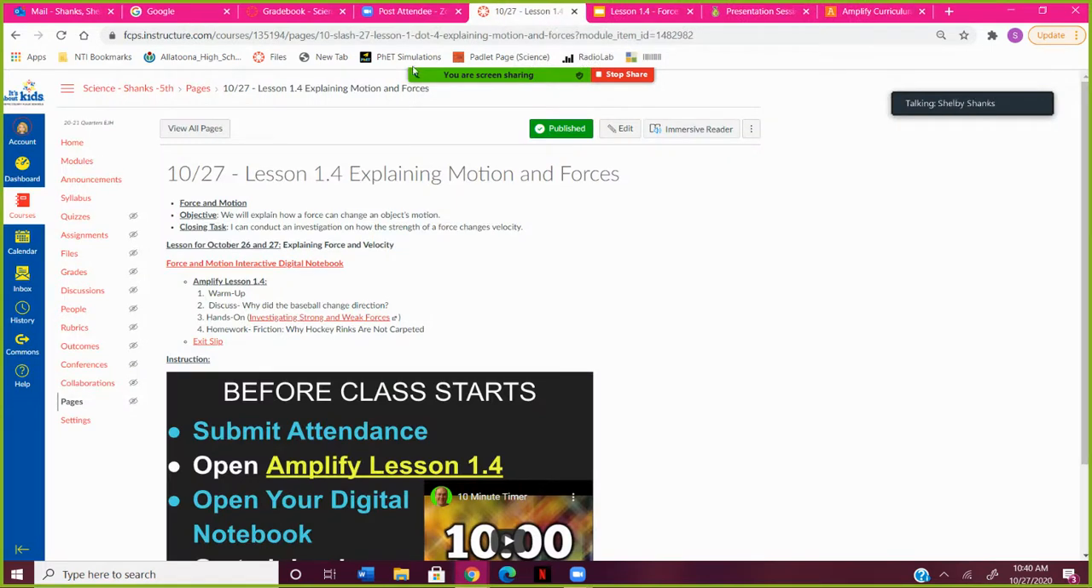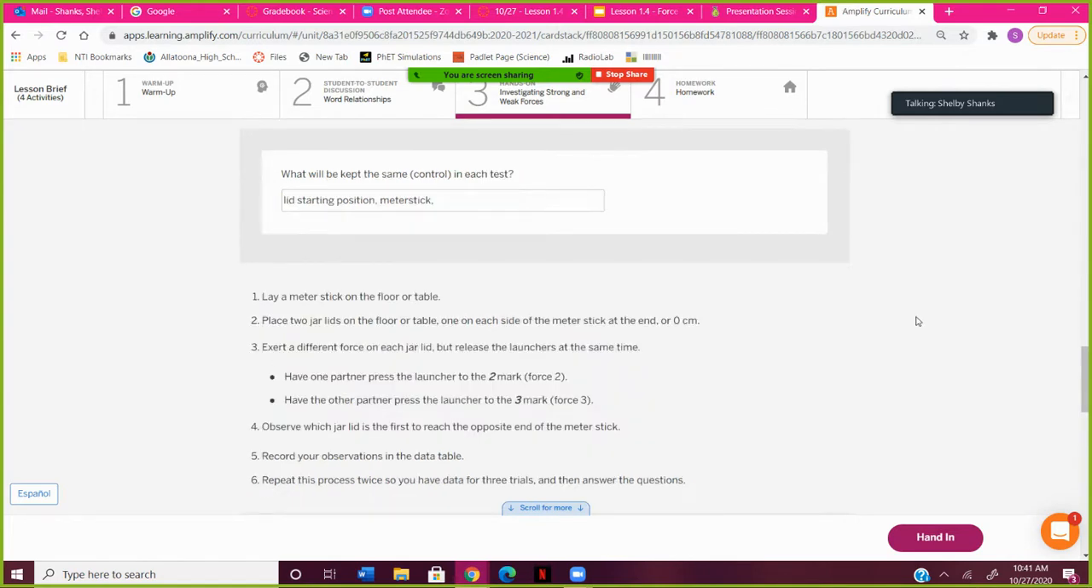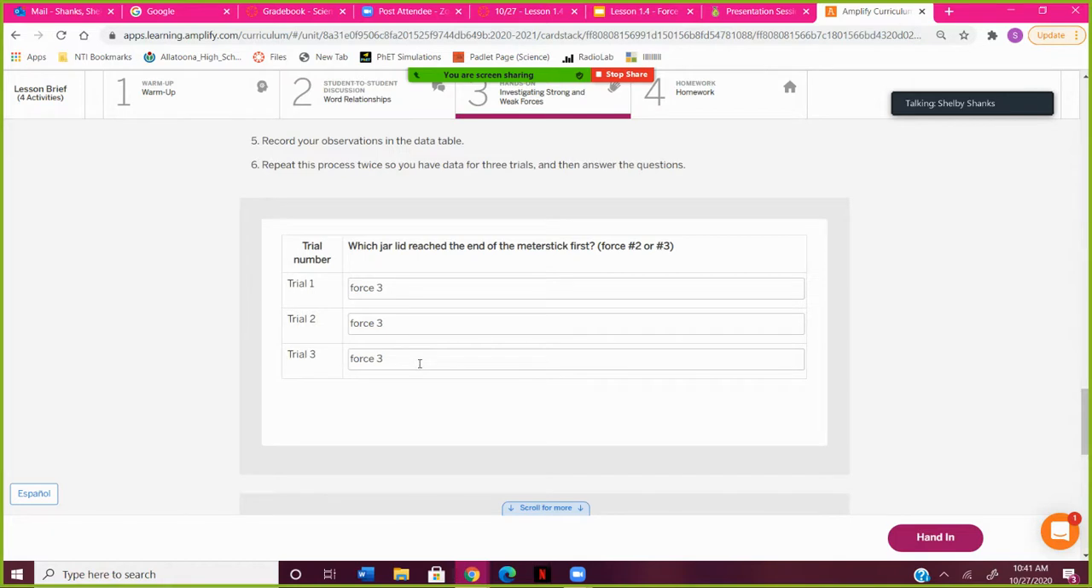All right, so what you guys are going to do, make sure you go back into Amplify. So you should be on this page. If you scroll down a little bit, you're going to see this table. And so this table gives you those 3 trials, and then it asks you which jar lid reached the end of the meter stick first. So either force 2 or force 3. And I'm hoping that when you guys were watching that you noticed that force 3 was the first to reach the end of the meter stick for all 3 trials.